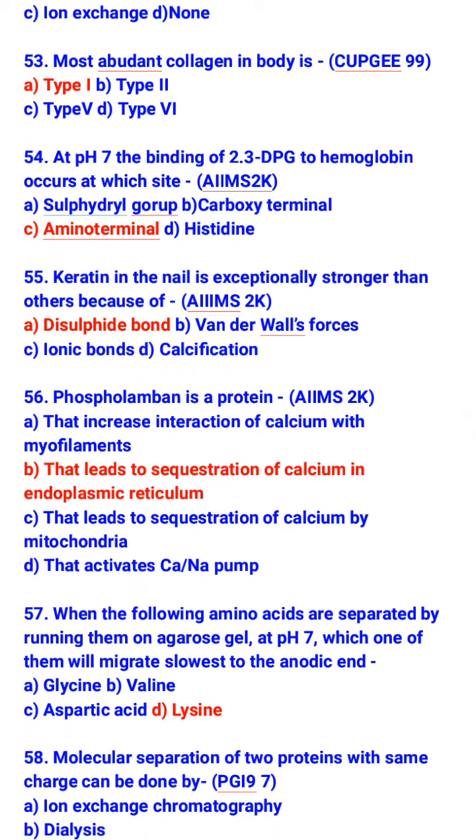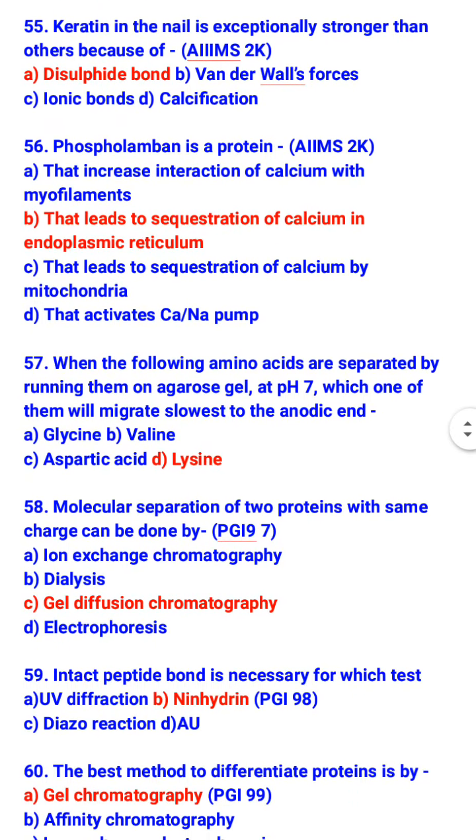Phospholamban is a protein that leads to sequestration of calcium in endoplasmic reticulum. When the following amino acids are separated by running them on agarose gel at pH 7, which one of them will migrate slowest to anode? Lysine. Molecular separation of two proteins with same charge can be done by gel diffusion chromatography. Intact peptide bond is necessary for which test?